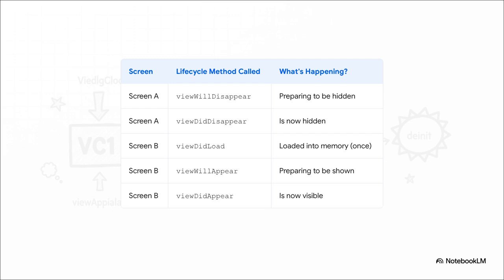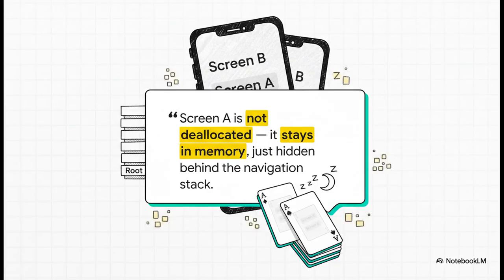But what's the most important thing that didn't happen to screen A? Did you spot it? There's no init call. And that right there is the most important thing to understand. Screen A is not gone. It hasn't been destroyed. It's just, well, it's kind of sleeping. It's still hanging out in memory, just waiting patiently underneath screen B. Exactly like that card that's now hidden in our deck.